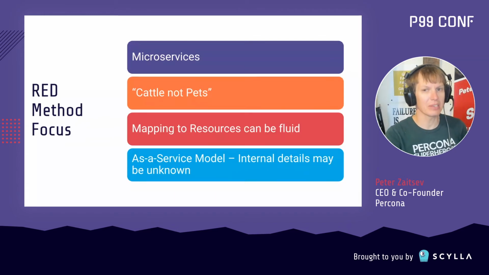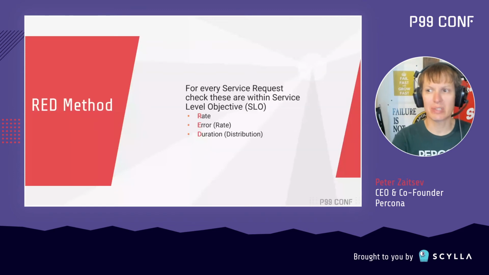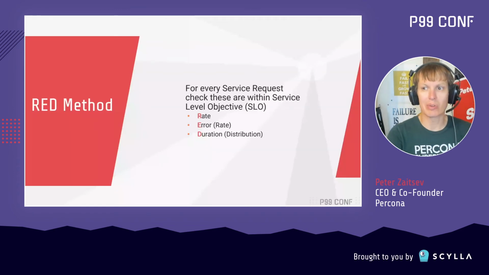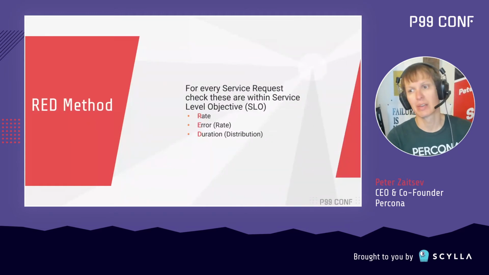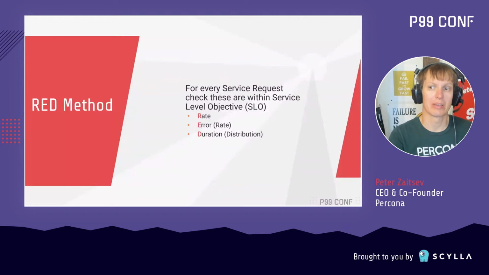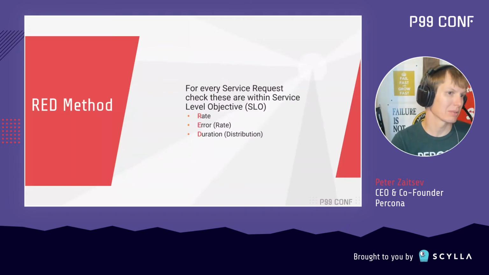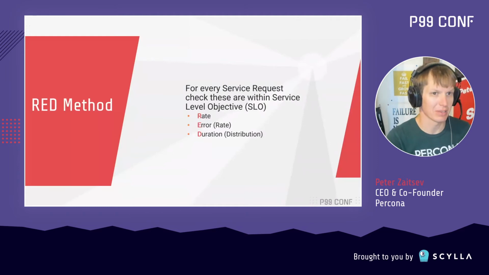What the RED method stands for is that for every service request we are going to check whether these parameters are within the service level objective: rate, error rate, and duration, or distribution of latency. So that method, as you can see, is interesting in that it does not really point to any low-level resources.